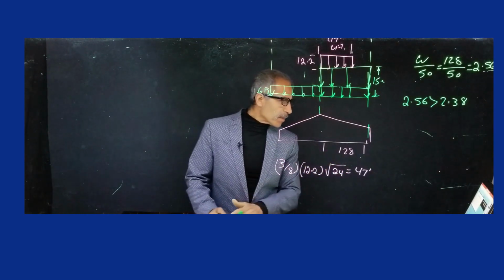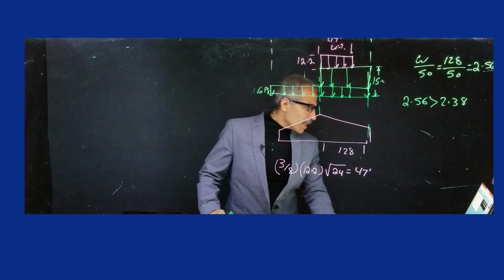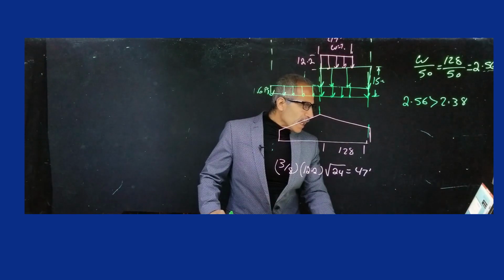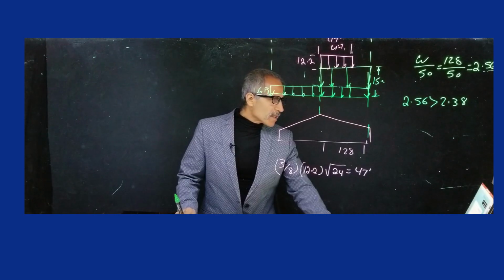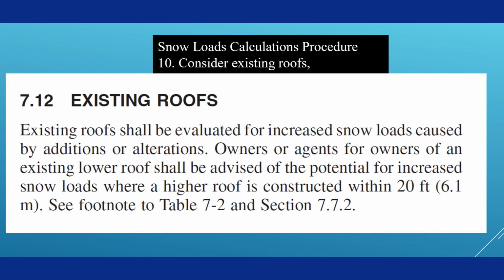So that was step number 8. Step number 9, it says consider ponding instability. It does not apply here. The spec says right there, if your slope is less than 1/4 inch per foot, ours is 1/2 inch per foot. So we're good right there. Then step number 10, existing roof, and that doesn't apply either. So there is our answer.